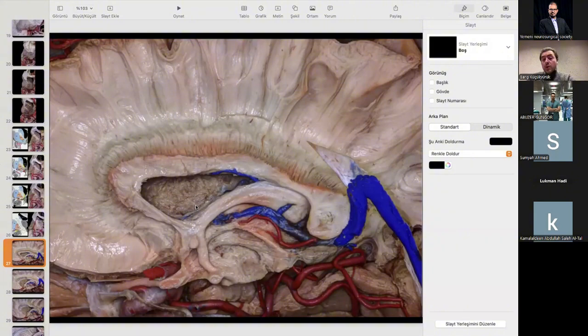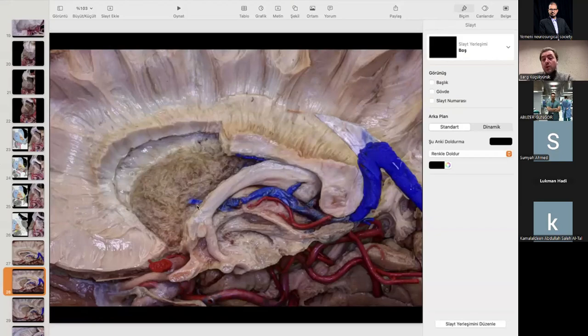So anterior to the foramen of Monro, which is basically located here, the caudate nucleus is the head of the caudate nucleus, forming the lateral wall of the frontal horn of the ventricle, and more posteriorly, it's the body of the caudate nucleus, which forms the lateral wall of the body of the ventricle.